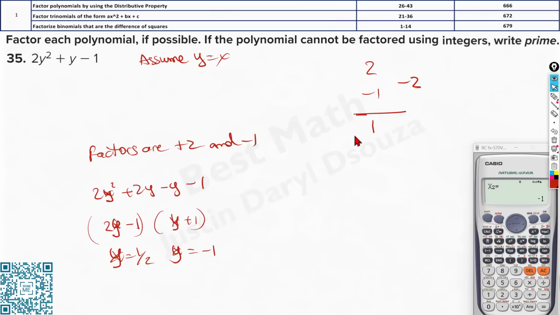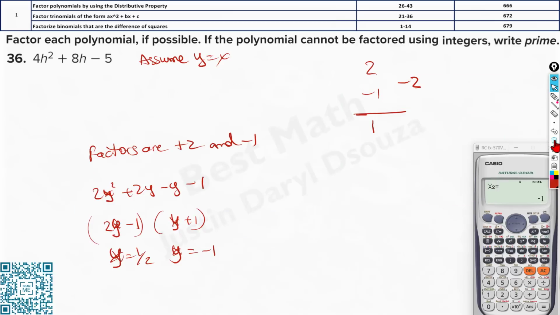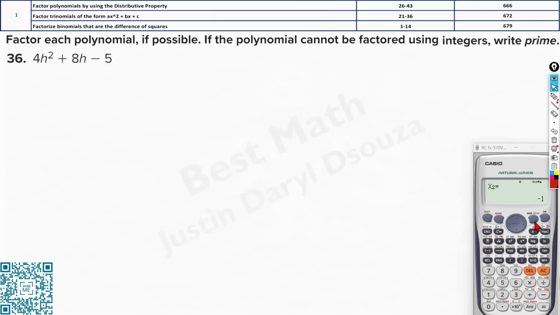So that's the answer. And lastly, we have this over here. Instead of x, we have h. That's also fine. Mode 5 3. There is no common term because 5 is odd. Now 4, 8, and lastly we have negative 5.